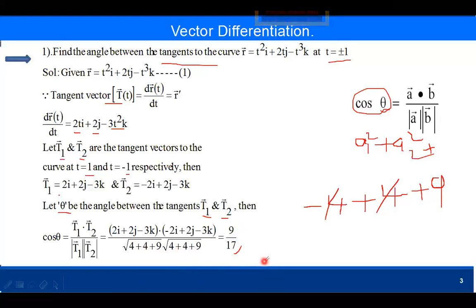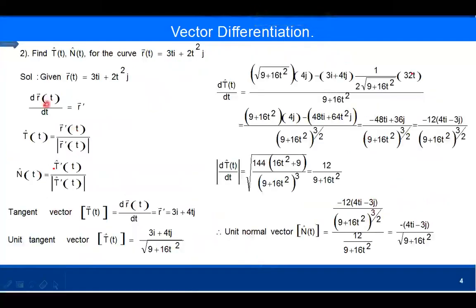Let's see one more problem. How to find the unit tangent vector and unit normal vector to the given curve r bar equal to 3ti plus 2t square j. Generally, how do we calculate the unit tangent vector and unit normal vector? For this you need the value of capital T. What is capital T? Capital T is the tangent vector, that is r bar dash.